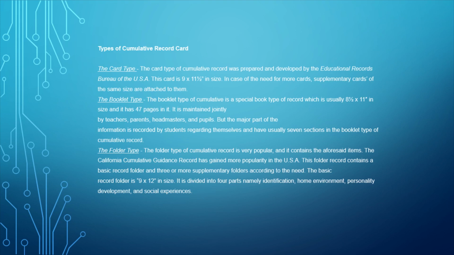The folder type. The folder type of cumulative record is very popular, and it contains the aforesaid items. The California Cumulative Guidance Record has gained more popularity in the USA. This folder record contains a basic record folder and 3 or more supplementary folders according to the need. The basic record folder is 9 by 12 inches in size. It is divided into 4 parts, namely identification, home environment, personality development, and social experiences.